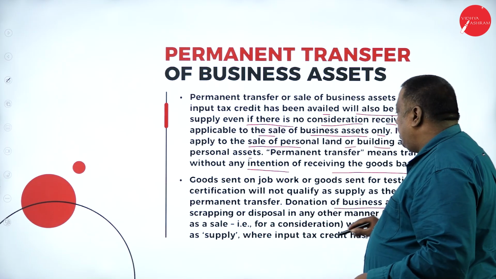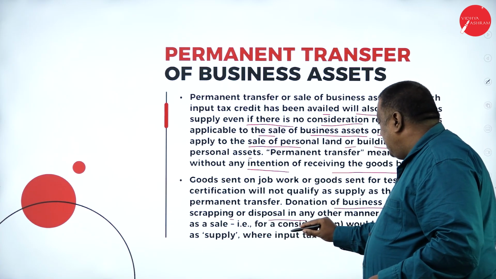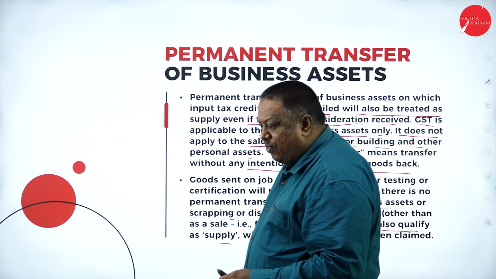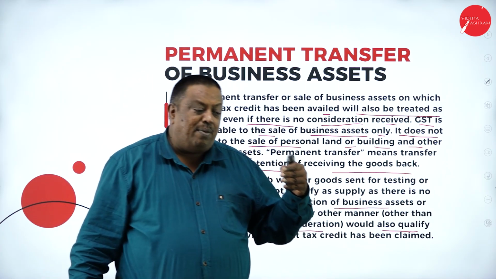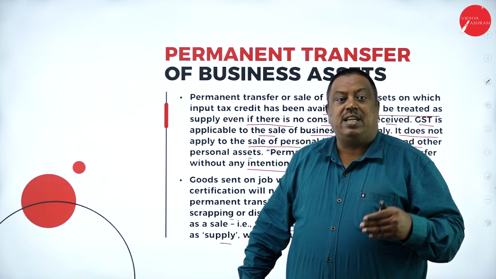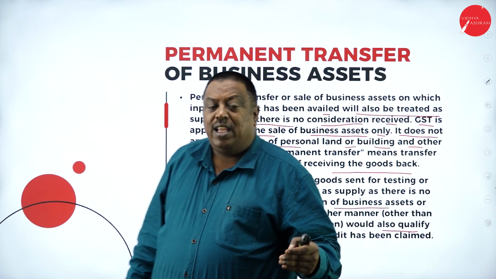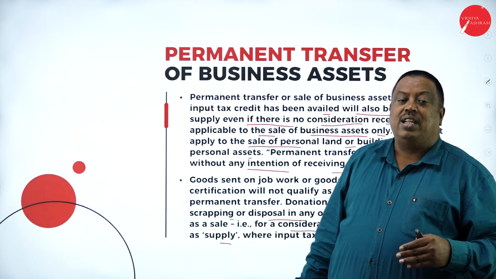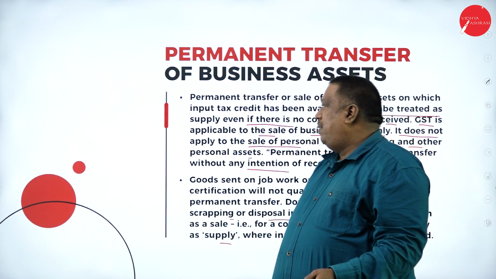Donation of business assets or scrapping or disposal in any other manner for a consideration would also qualify as supply. They're telling that if any goods have been donated, and at the time of donation we value that asset, the worth of the asset given to certain people will be treated as a donation. Or if it has been sold as scrap and I receive any amount on that, automatically it will be treated as supply and GST is applicable.